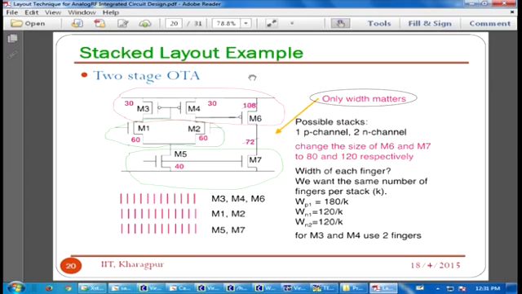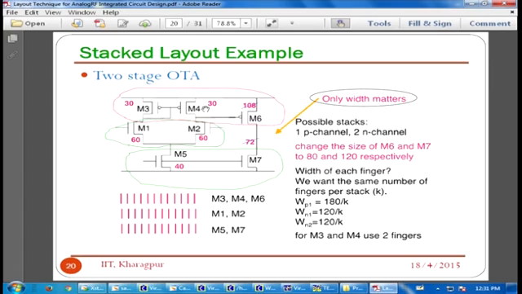Here is one example of how to make a stack layout. It is a basic two-stage OTA. Here, how to make the transistor fingers properly so that it will not create any problem. See here, M1 and M2 are signal transistors, and M5 and M7 are biasing transistors, and M3, M4 and M6 are the same type of transistors. Where is this? You can show it by this. Sorry. So here, yeah, this is M3, M4.